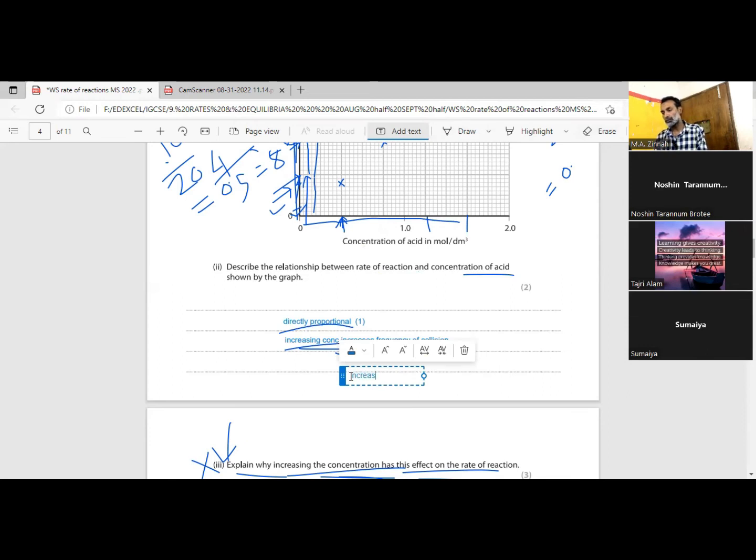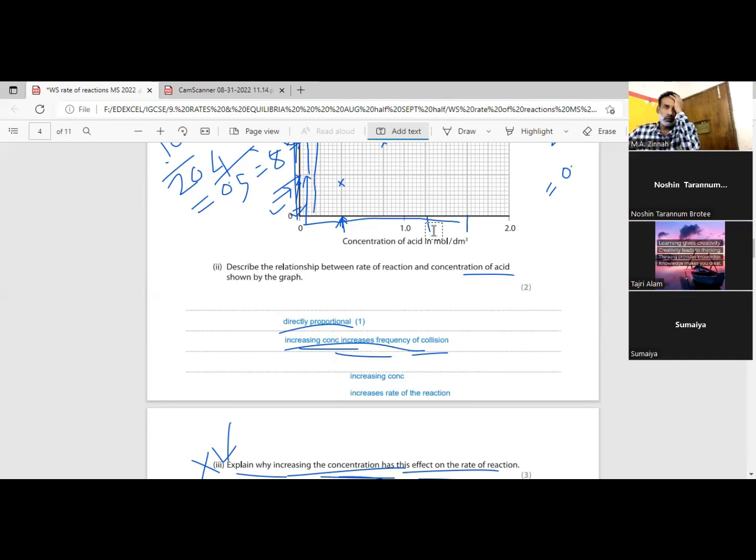Increasing concentration of the reactants, okay, increases rate of the reaction. এইটা লিখলেই মার্কস। এটা হচ্ছে পার্সপেক্টিভ থেকে এই কোশ্চেনের অ্যানসারটা হচ্ছে এরকম। তোমরা কি কনফিউজ নাকি ক্লিয়ার হচ্ছে বলো দেখি? এখানে যেহেতু 2 মার্ক দিয়েছে, ডাইরেক্টলি প্রপোর্শনাল লিখলে তো আমি 2 মার্ক আশা করতে পারি না, 2 marks.